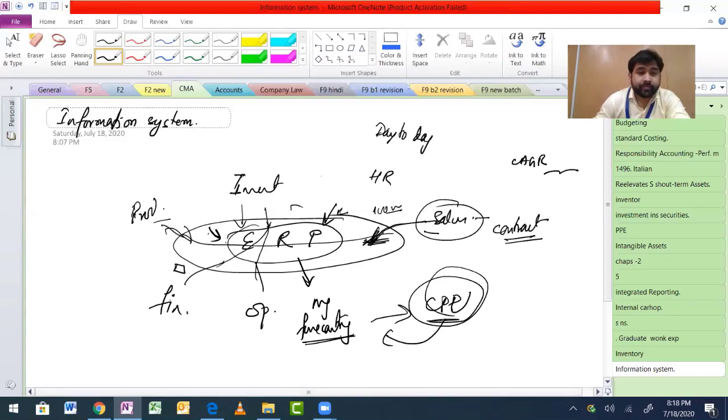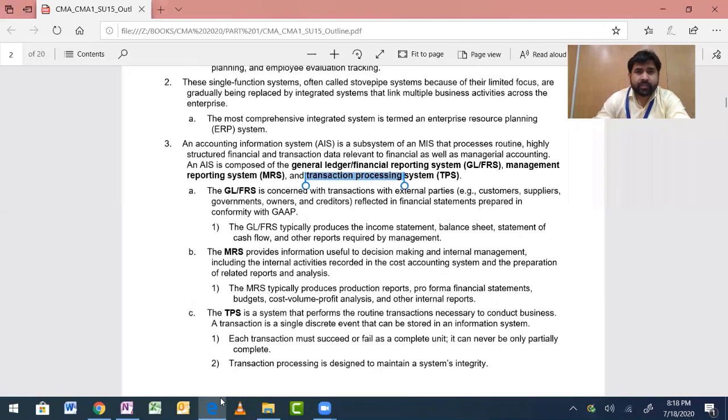Okay. Now the general ledger and FRS are concerned with transactions with external parties. The general ledger is our normal set of accounts that we use. These external party transactions are reflected in the prepared financial statements, so they should conform with GAAP and all that. MRS provides information useful for decision making and internal management, including internal activities, recording, cost accounting, and preparation of related reports.